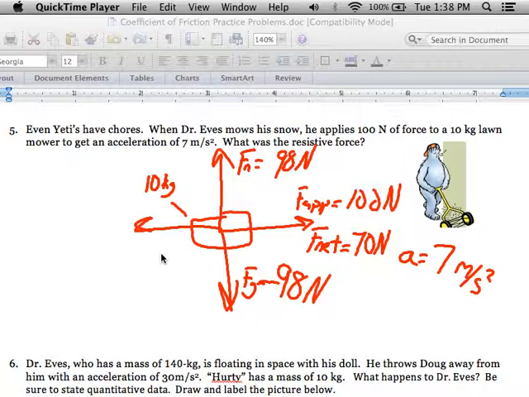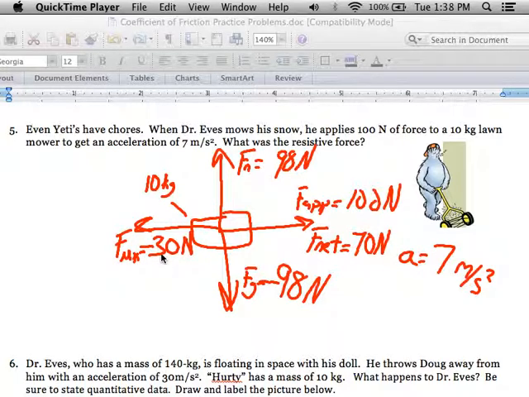So if my force net is 70 newtons, then I know back here that 30 of the newtons are being used on the force of friction, in this case kinetic. So my 30 newtons, I'll say it's a negative.